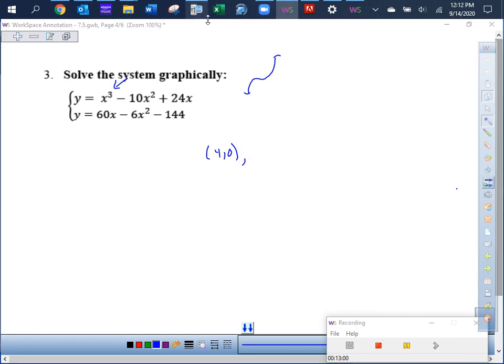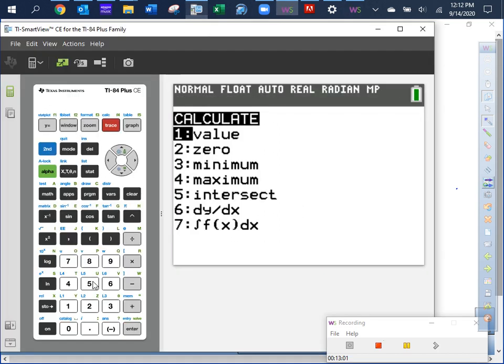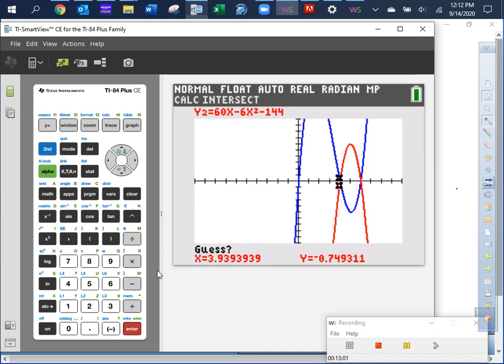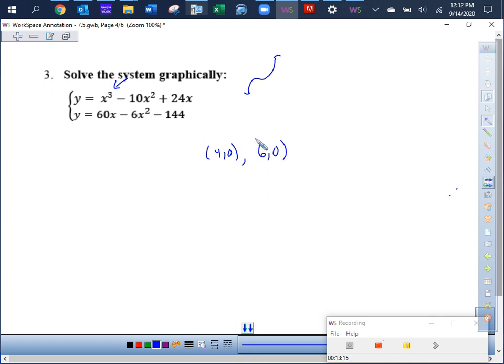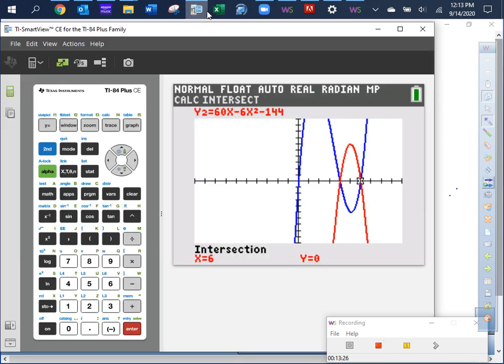Comma, now find the other one. Second calculate, choice 5. First curve, second curve. Now you have to move the cursor closer to the other point because it's going to find whichever one's closest. And I got (6, 0). The real frustrating thing about MyMathLab is you put both of those in with the comma in between, you didn't make any typos, and it's going to say not correct, even though we have done nothing wrong. There are more answers than this. Those are only the two that you see. This is why I don't like the graphical method, because you have to change the window and find it.